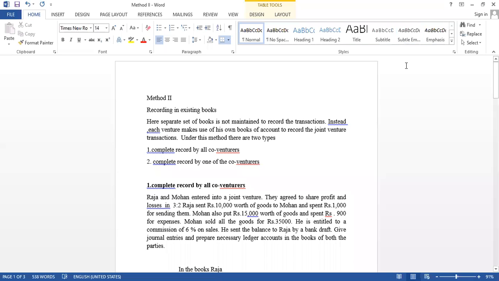Good morning to all. Joint venture is divided into three methods. So the first method is separate set of books. Second method, recording in existing books. It means a separate set of books is not maintained for each venture.